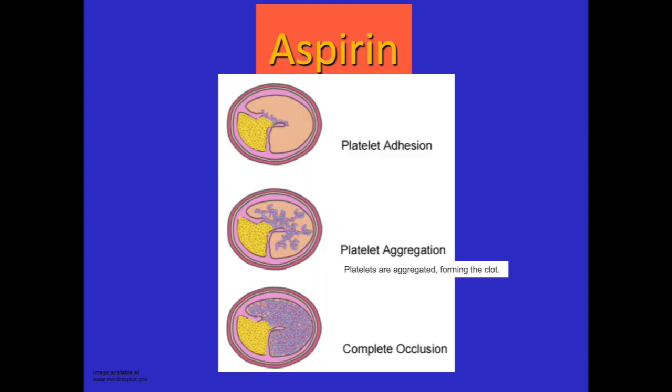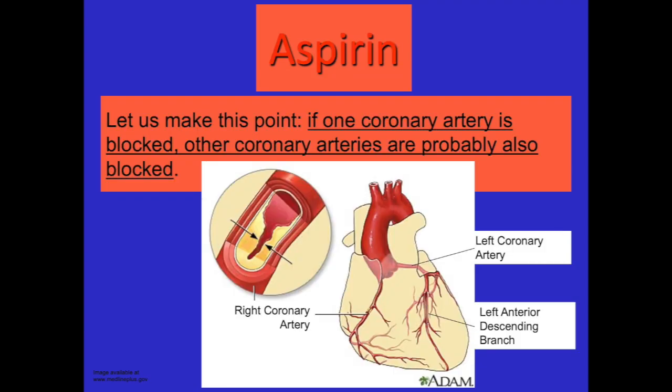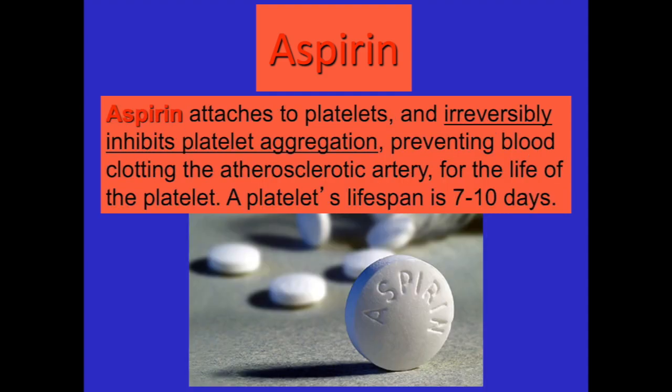So what we see is that with platelets, they will adhere to the wound in the stagnated blood, they'll aggregate, and then they'll cause a clot and cause complete occlusion. So it can occur anywhere along any of the coronary arteries. So aspirin attaches to platelets, and it irreversibly binds to the platelets. So it's going to prevent the clot from stabilizing and forming into a major clot.